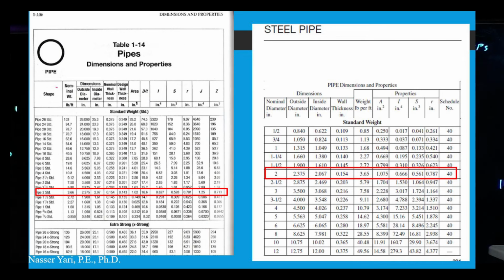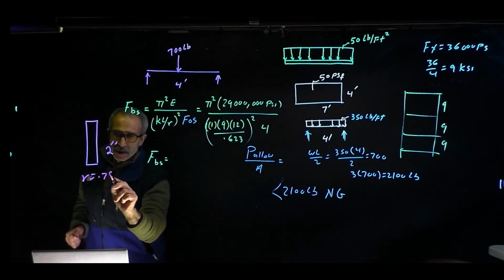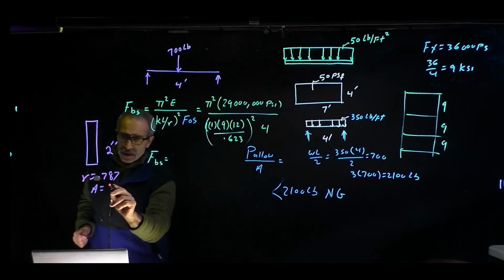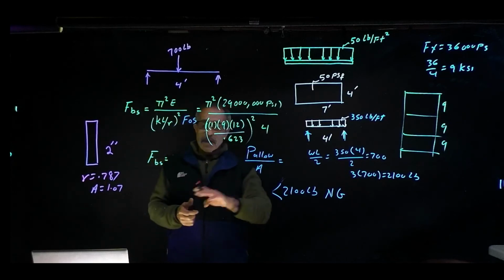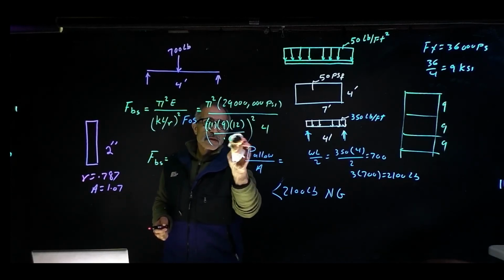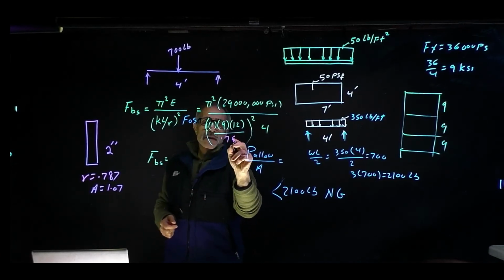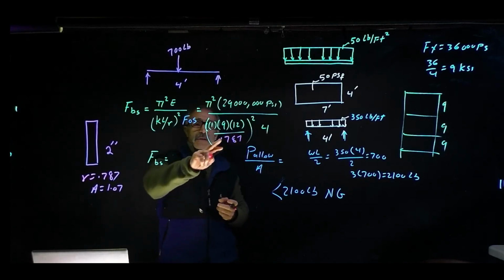table 114, we're going to get all that information, which is our radius of gyration comes out to 0.787. The area is going to come out to 1.07. I think that's all I need from here. So I'm going to use the same formula here, and the only thing that is different is this one right here, and that's going to be 0.787, and the rest of them is 9 feet.